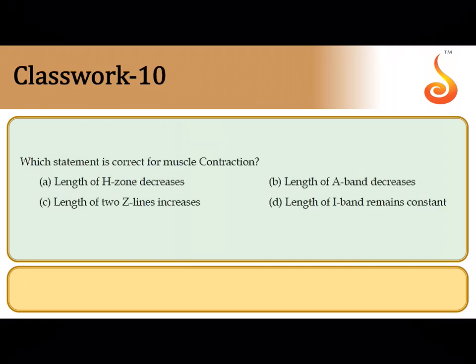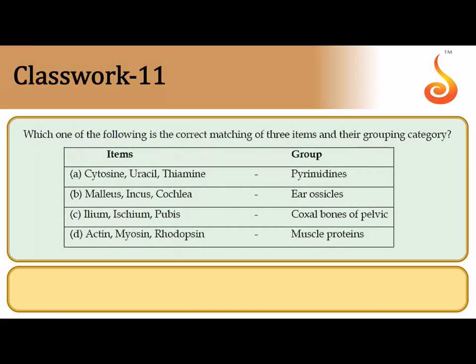Which statement is correct for muscle contraction? Now, in muscle contraction, the length of the H zone decreases. Why does the length of the H zone decrease? Because the two actin filaments get pulled closer to each other. If the actin filaments get pulled closer to each other, they overlap in the center, and the slightly less dark zone within the A band, which is called the H zone, also disappears.